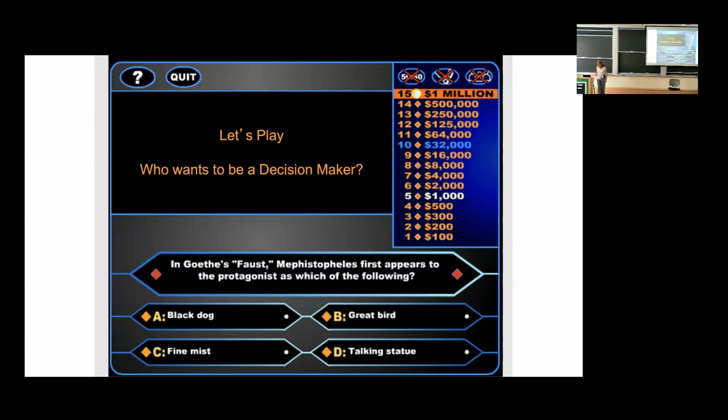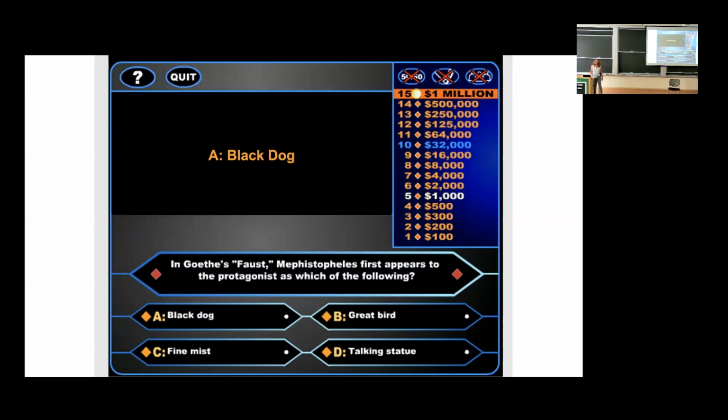Okay, we're all divided, so I'll just give it to you then. It was the black dog. Oh, I would have known, and I just lost my $1 million.